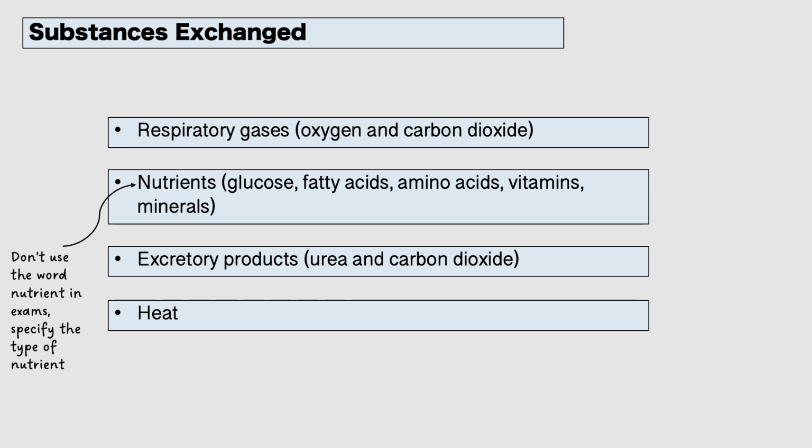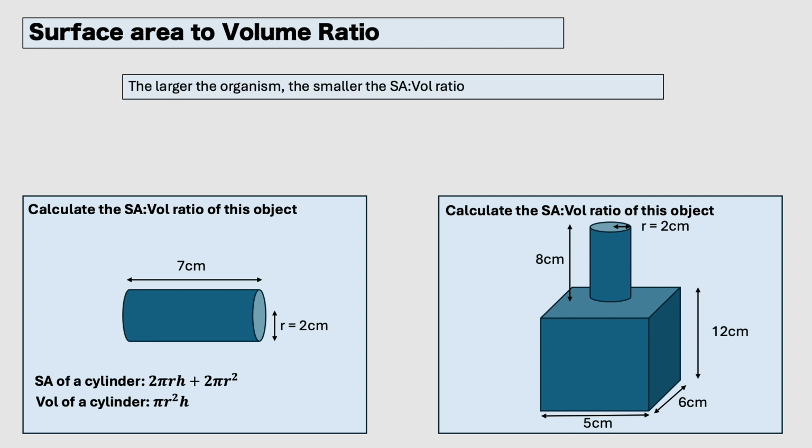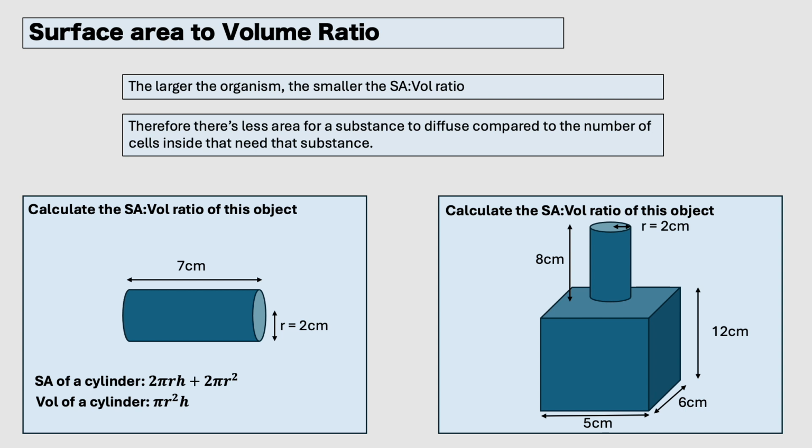Except for heat, the exchange of these substances happens passively by diffusion or osmosis, or actively by active transport. The larger the organism, the smaller the surface area to volume ratio. Therefore, there's less area for a substance to diffuse compared to the number of cells inside that need that substance. You may be asked to calculate the surface area to volume ratio in your exam, so I've put 2 examples here for you to try. Feel free to skip them if you're confident, but definitely pause and try them if not.